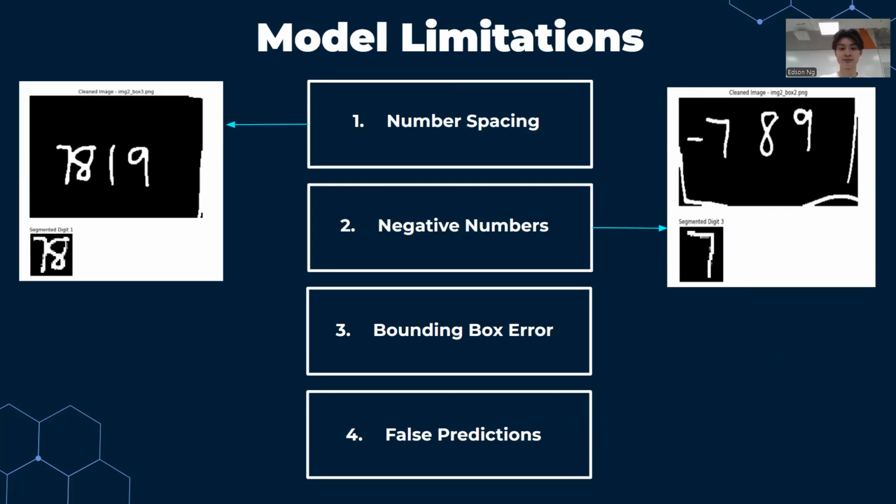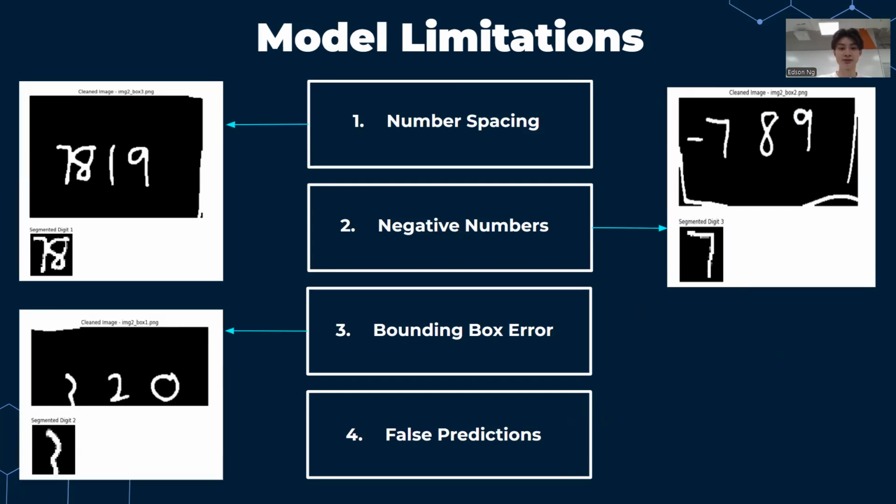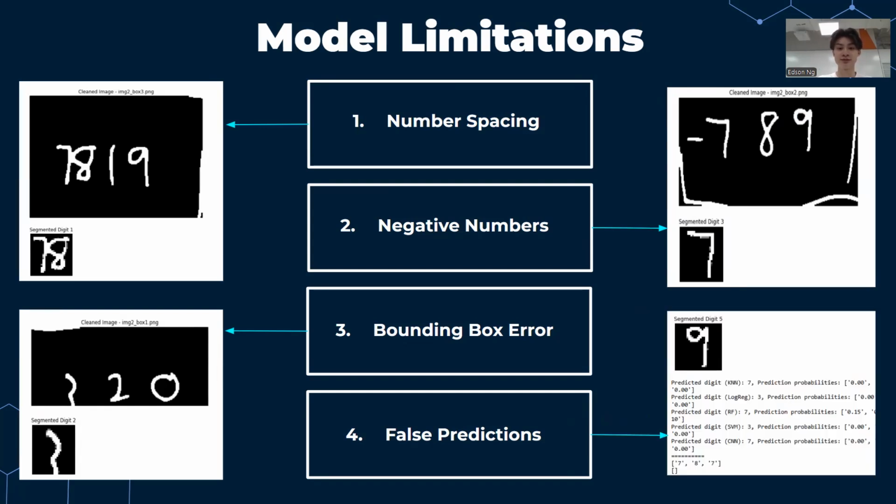Thirdly, bounding boxes are used to crop the image around the digits, but imperfect cropping can result in digits being cut off, such as the number 3 in the image on the bottom left. Lastly, as with all machine learning models, false predictions remain a challenge. These errors are typically due to subtle variations in the handwriting or the presence of residual noise.